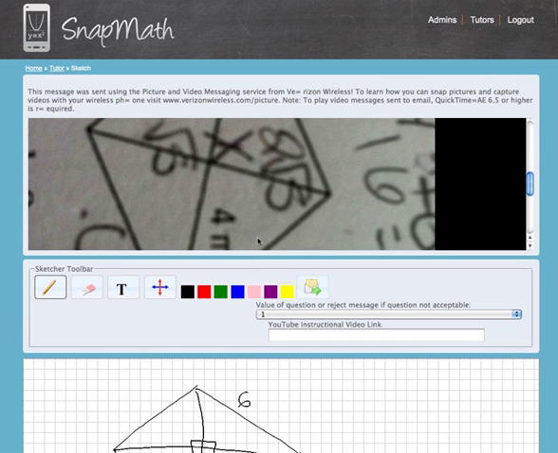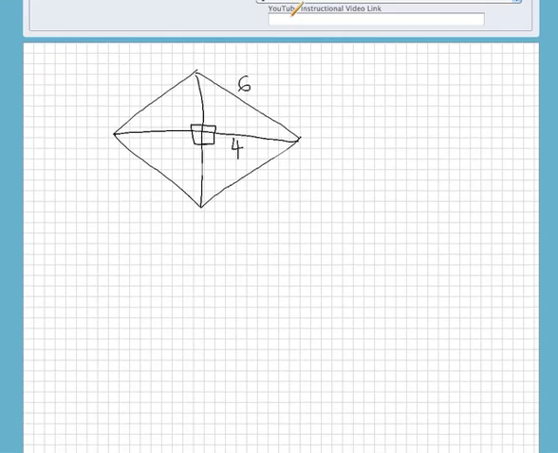It looks like we have a rhombus here, and we want to find the area of that rhombus. The first thing we need to figure out is the equation of the area. So it's area equals 1/2 diagonal 1 times diagonal 2. Now this equation actually works for a kite as well.